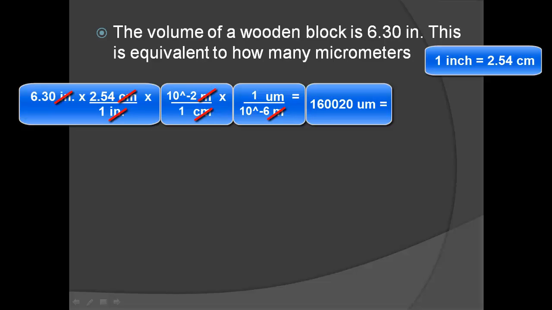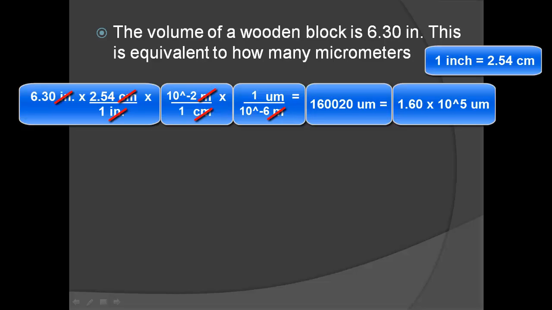But you know that you can only have 3 significant figures because the only measured value in this problem was 6.30 from the beginning. So you would cut that off and you would only give me 1.60 times 10 to the 5th micrometers. That is how you would do this problem.